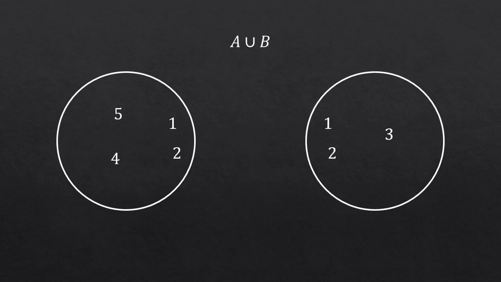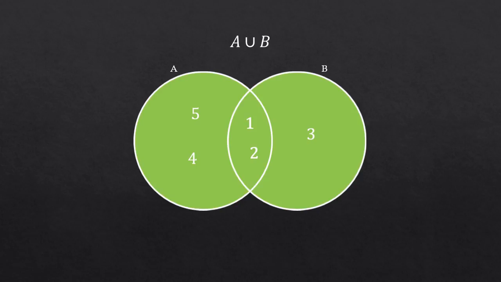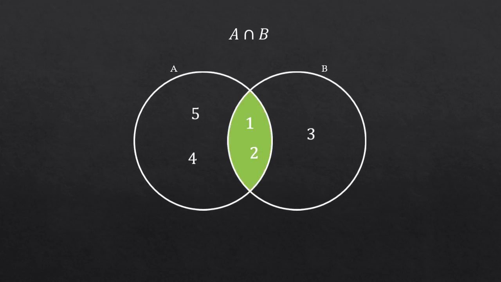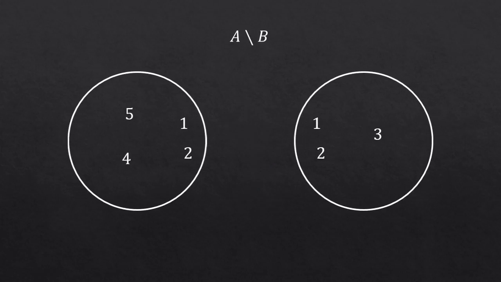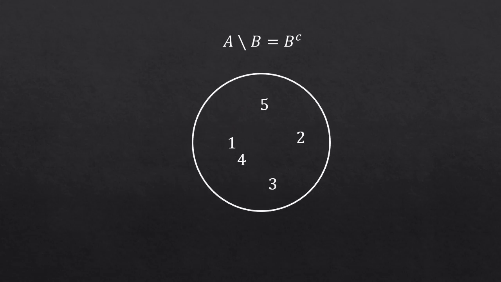We can also perform certain operations on sets. For example, the union of two sets is the set of all elements in either set. The intersection of two sets is a set of elements that are in both sets. The set difference of two sets is the elements of one set that are not in the other set. When we take the set difference of a set and its subset, we often call this the complement of the subset.